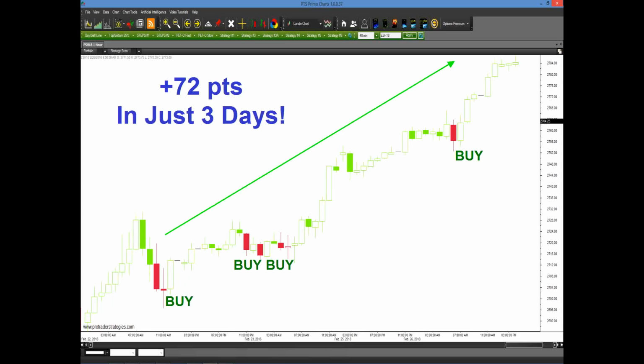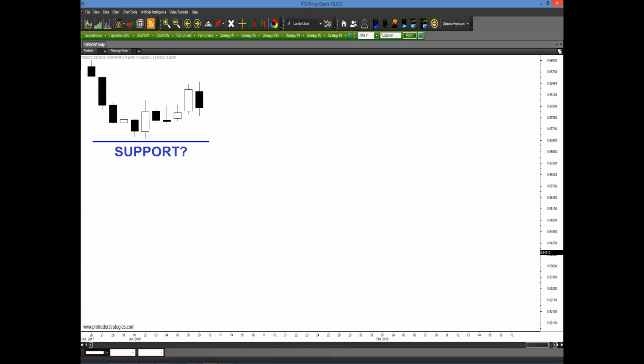Remember, we're not here to tell you how to trade. We just pinpoint high probability entry points for you and let you decide how you want to execute it. You're in charge of your own trading. That's our credo, not us. That was an hourly chart of the E-mini.